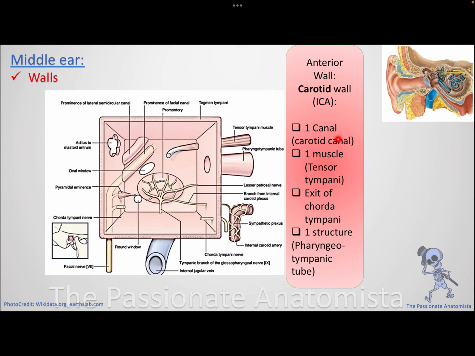What would the canal be? This is the carotid wall, so what would be the canal? It's the carotid canal. Okay, so the canal that we have in the anterior wall is the carotid canal. What about the muscle? We don't have more than two muscles. If the first muscle is getting its origin from the pyramidal eminence of the posterior wall, which is the stapedius, then the muscle related to the anterior wall is actually the tensor tympani. Done. What about the exit? It's for the chorda tympani. We already memorized this information. So the chorda tympani enters and traverses the middle ear cavity, and it exits from the anterior wall.